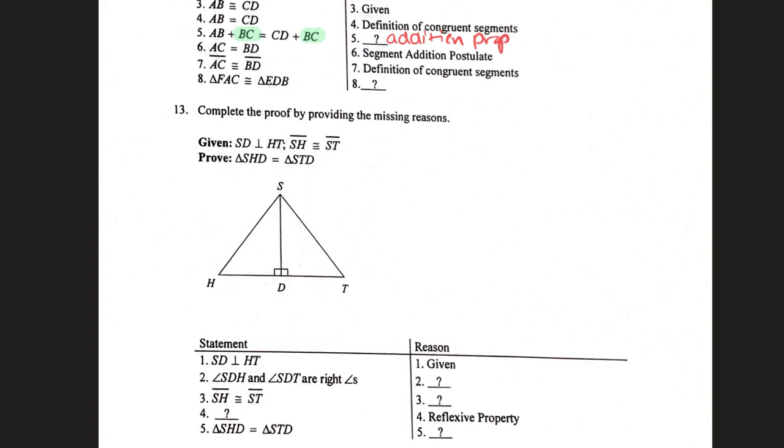That's addition property. The next one is segment addition. The next one is definition of congruent segments. So this segment is congruent to the other segment that's overlapping. So why are the two triangles congruent?